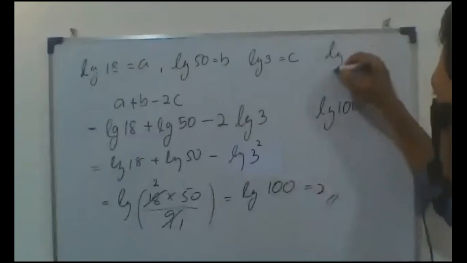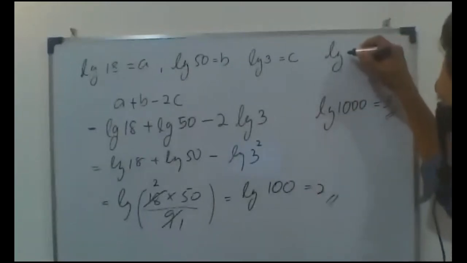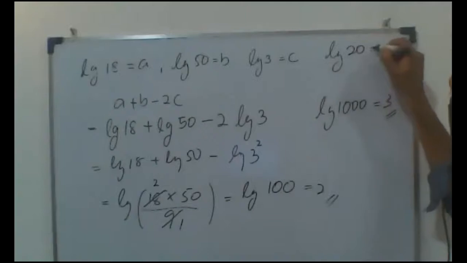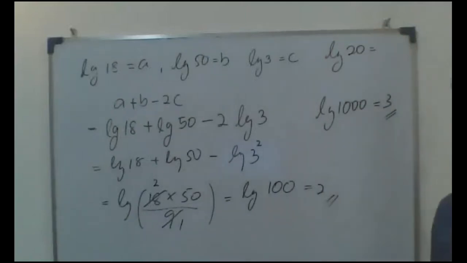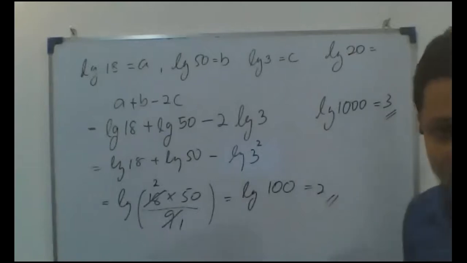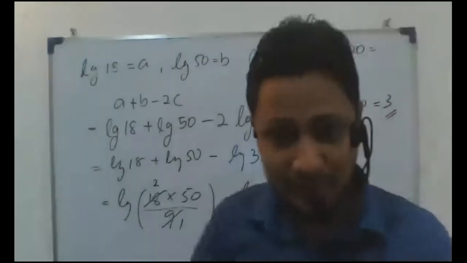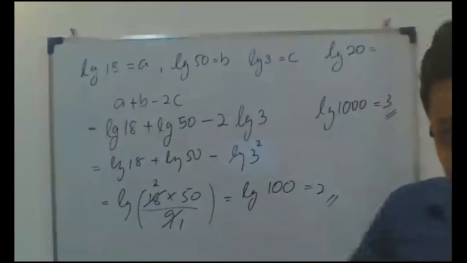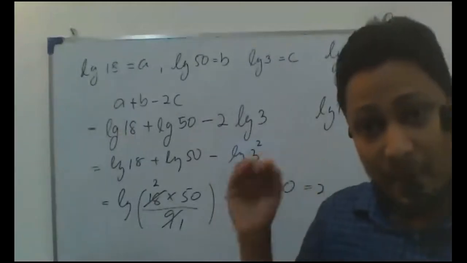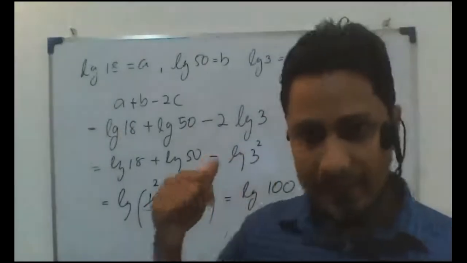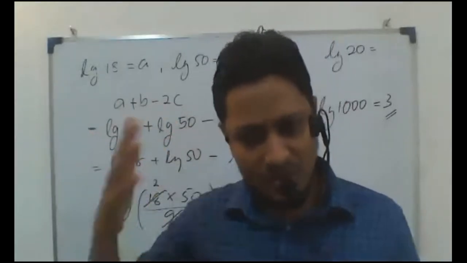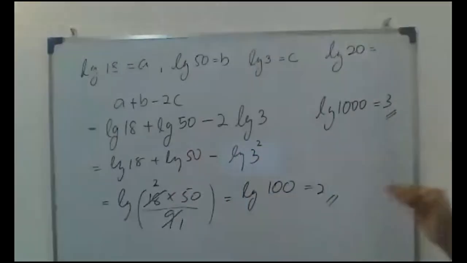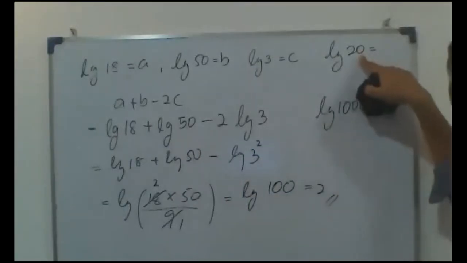What is that? LG, it's what? 20 is there. What is the answer? Now don't count the zeros and write down, because if you count the zeros and write, it's wrong. We can write the answer by counting zeros only when it's a power of 10: 10, 100, 1000, 10,000, 100,000, and so on. But for this one, we can't write it like that.